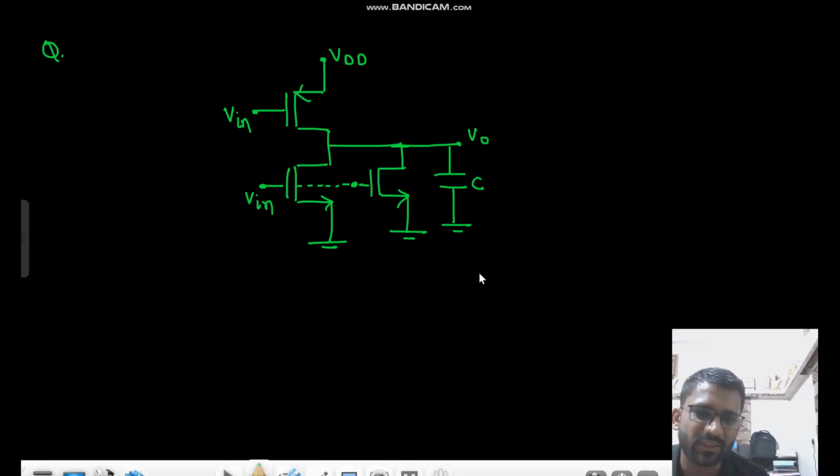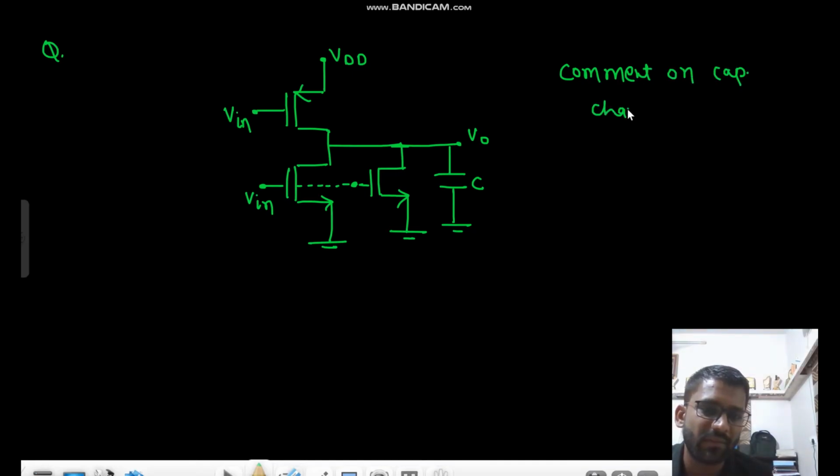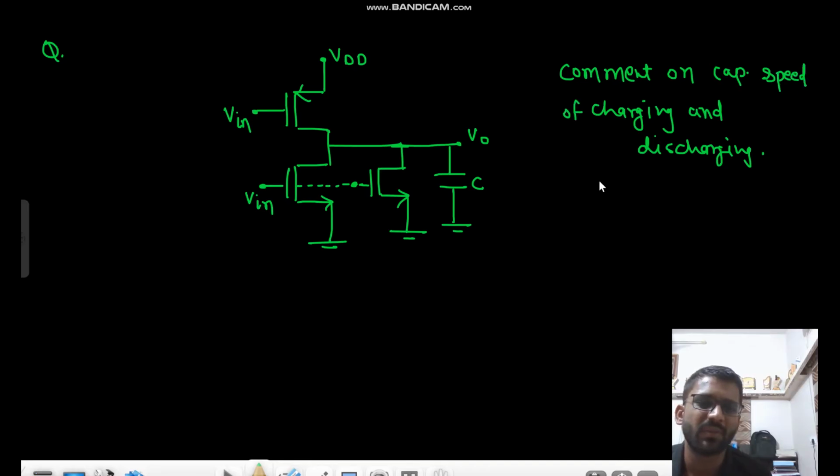And now this is the capacitor C. So now you need to comment on the capacitor speed of charging and discharging. So tell me the speed of charging and discharging, how it will change. First we talk about the speed of charging. When the capacitor is charging, that means your PMOS is on. So there is only one PMOS. So there is no change in the speed of charging. Speed of charging remains the same.